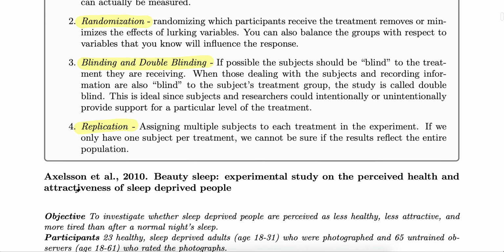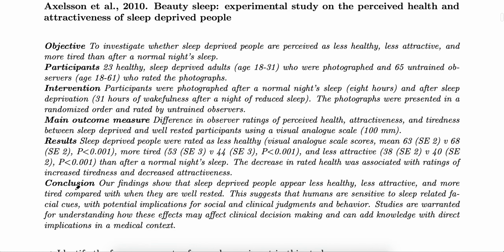So let's check out an example of a study. I have kind of the abstract here, and some of the notation here might seem strange to you. That is just fine. By the end of the semester, you'll be able to know what all this stuff means, this SE, P less than, and so on. Okay, so this 2010 study says our objective is to investigate whether sleep-deprived people are perceived as less healthy, less attractive, and more tired than after a normal night's sleep. So they had 23 healthy, sleep-deprived individuals that were photographed. They had 65 untrained observers that were rating these photographs.